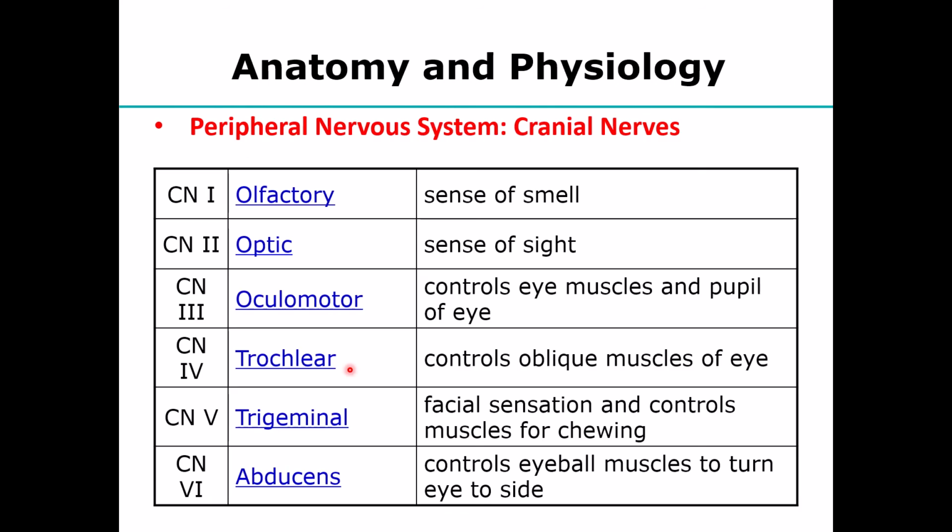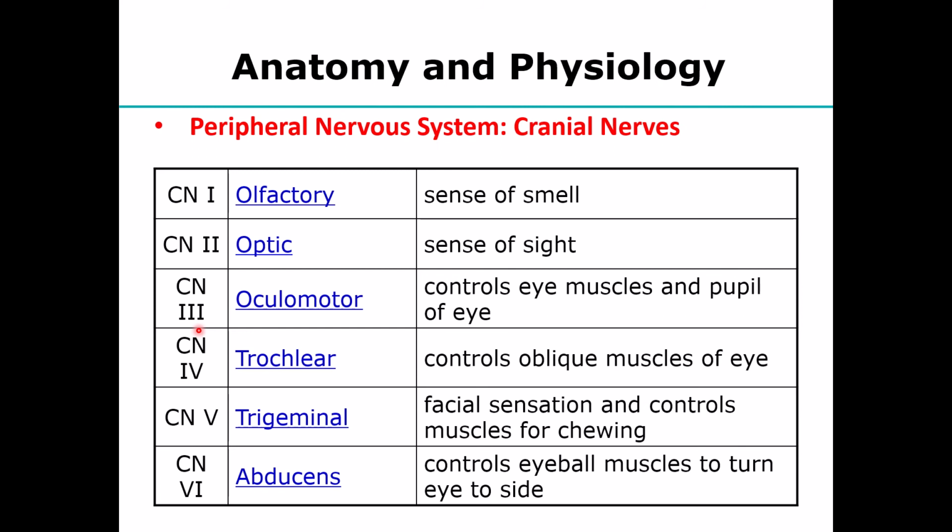These are the peripheral nervous system. Part of the peripheral nervous system is cranial nerves. There are 12 of them on each side. The first one is called olfactory, and that is processing sense of smell. The second one is called optic nerve, and that is for vision. And the third one is called oculomotor.